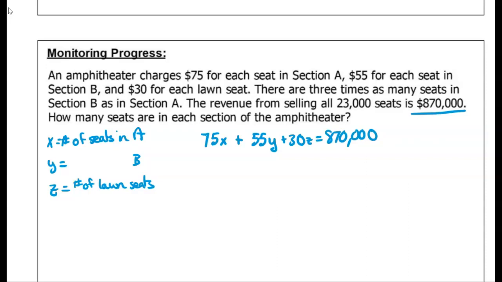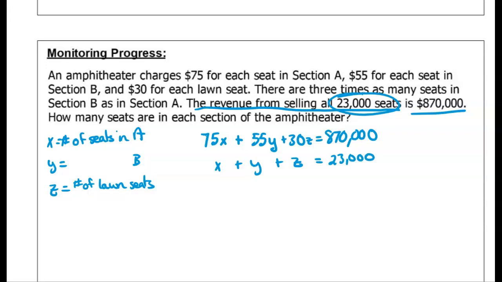So now another one we can do is the revenue from selling all 23,000 seats. This just told you how many seats there are. So x plus y plus z, meaning all the sections, equals 23,000. That's how many seats are in this amphitheater.